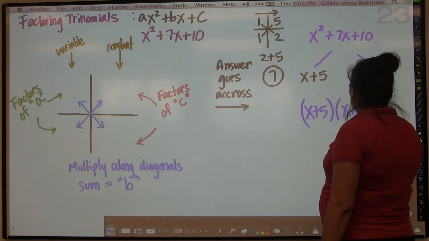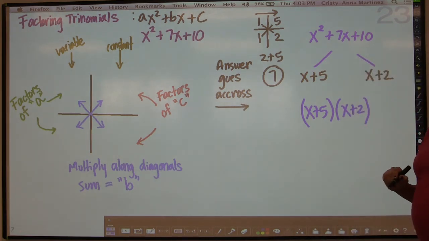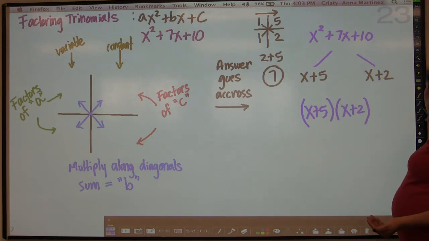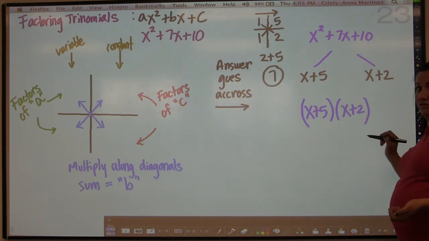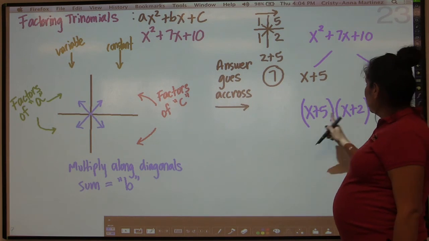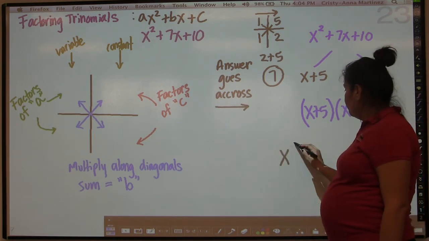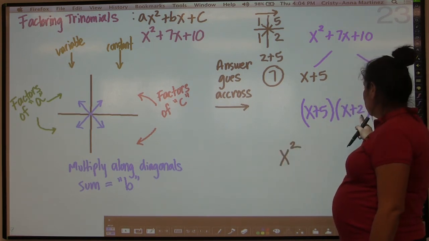And you're probably thinking, what? How does that equal x squared plus 7x plus 10? Well, we can check it very easily by FOILing. We can say first times first is x squared. Outside times outside is 2x.